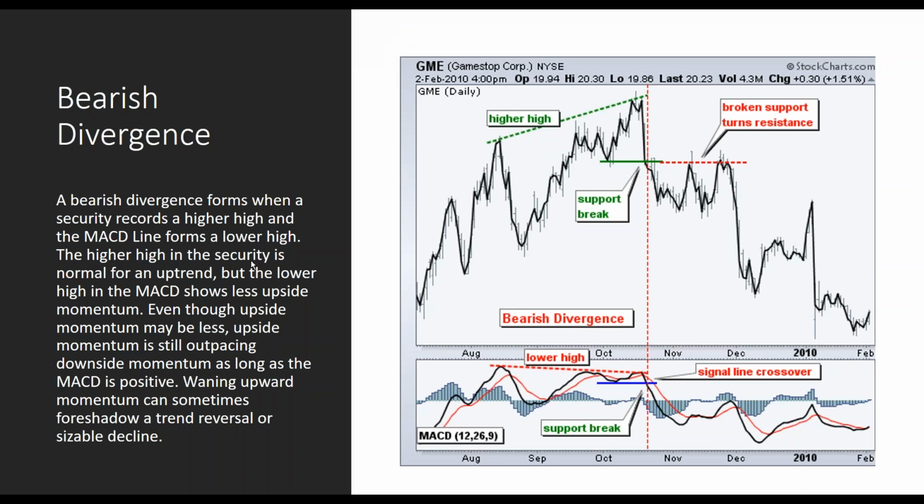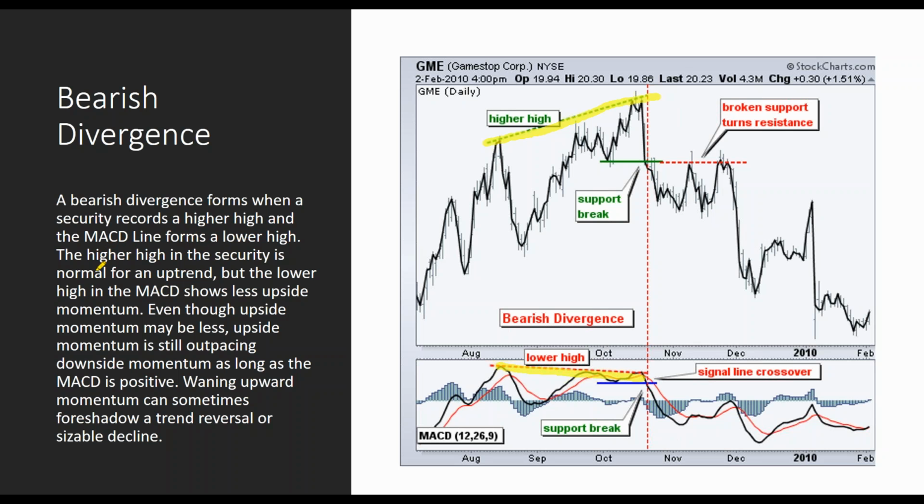So this is three different ways to use MACD. We've got one, convergence. We have two, overbought and oversold. We have three, divergence. So here we can see the exact opposite of what we saw on the other chart. We see a bearish divergence where the MACD is actually moving lower while price is making new highs. So a bearish divergence forms when the security records higher highs and the MACD line forms lower highs.